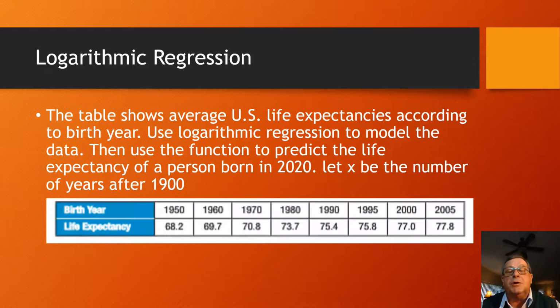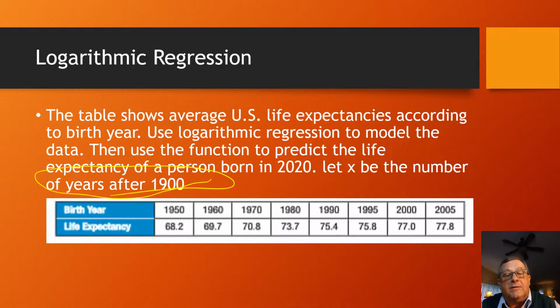It says the table shows the U.S. life expectancy according to birth year. Use logarithmic regression to model the data. Then use the function to predict the life expectancy of a person born in 2020, and let X be the number of years after 1900. So we have some data here by birth year beginning in 1950.